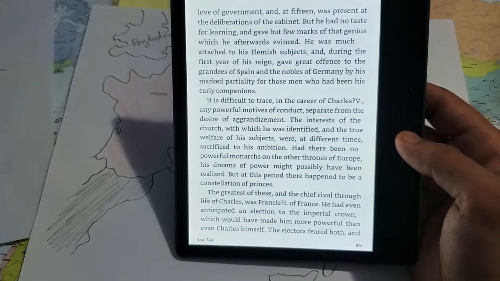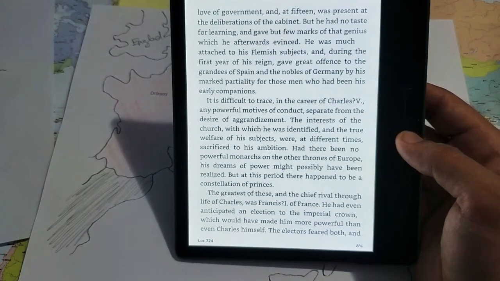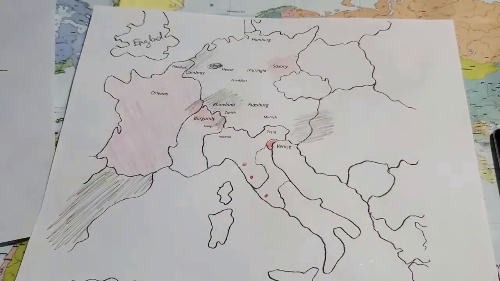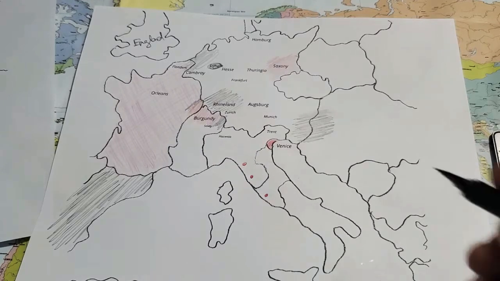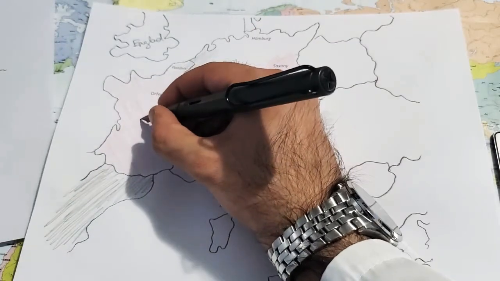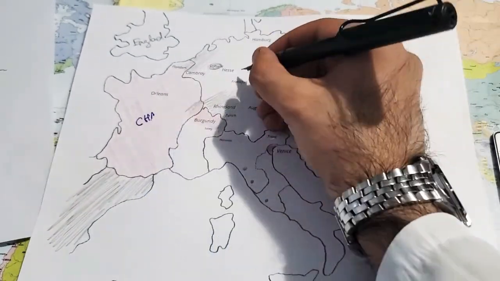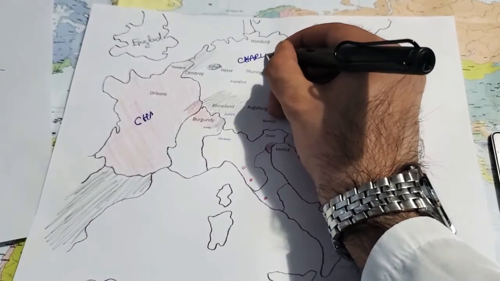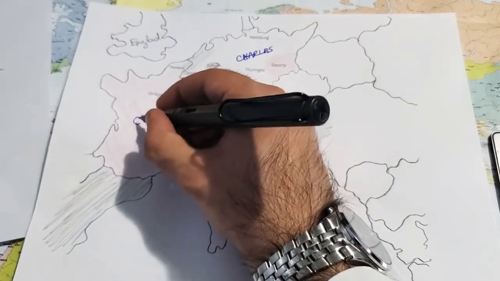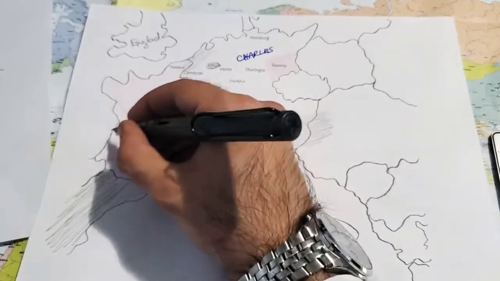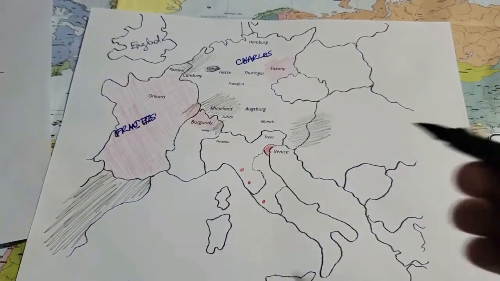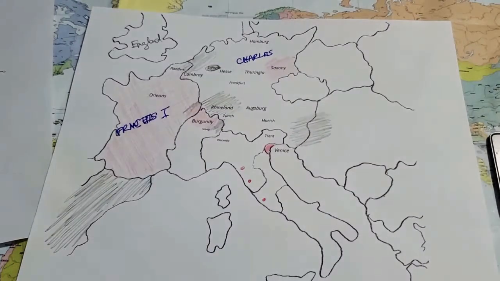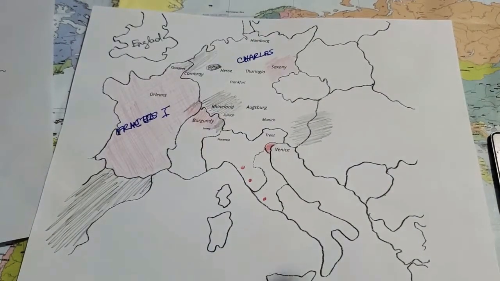He had even anticipated an election to the imperial crown, which would have made him more powerful than even Charles himself. So this is the funny thing. The Holy Roman Emperor was an elected position. So it's like a diet of all the nobles. And so it could have been... Charles is here. And then this guy is Francis. Okay. And so, it looks like either the first or the second. I thought it was the second. But those two were competing.